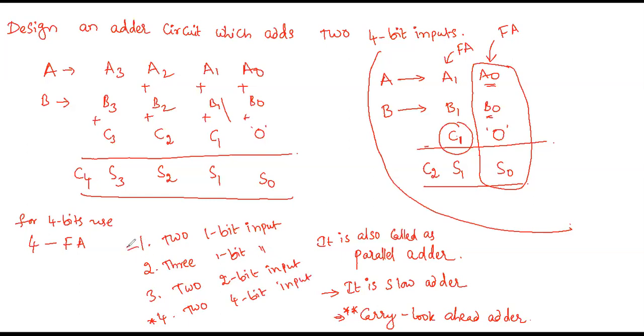Okay, this one is called half adder, this is called full adder, this is called 2-bit parallel adder. This is called 4-bit parallel adder. And parallel adders are slow. We can overcome the slowness using carry look ahead adder.